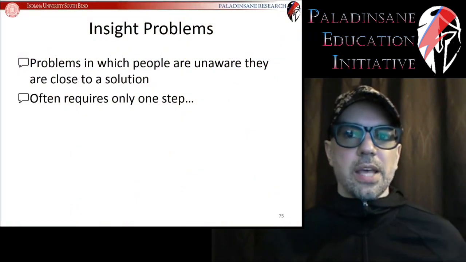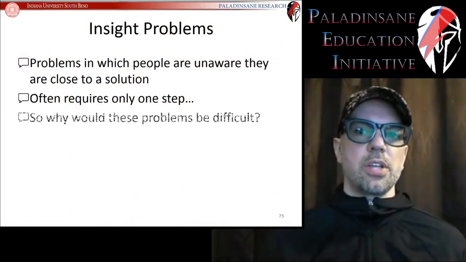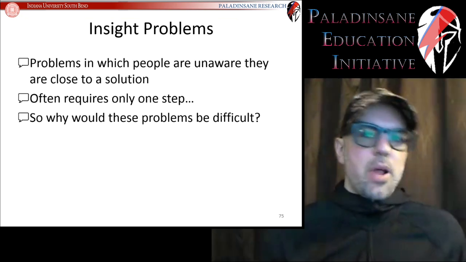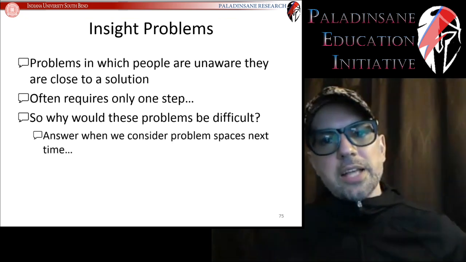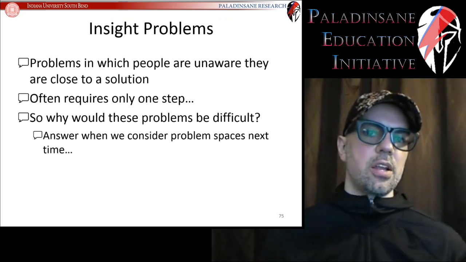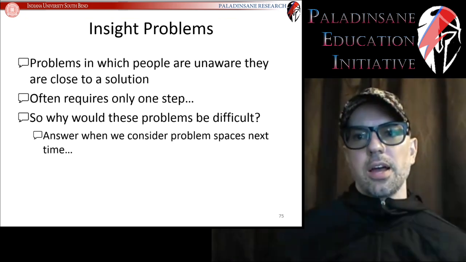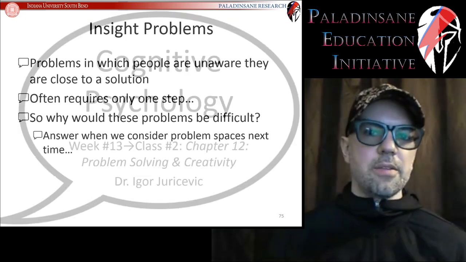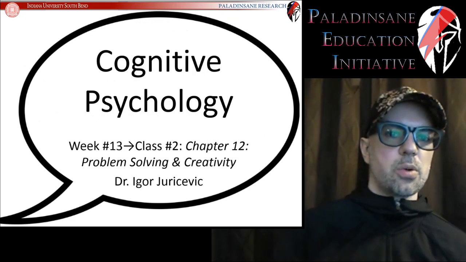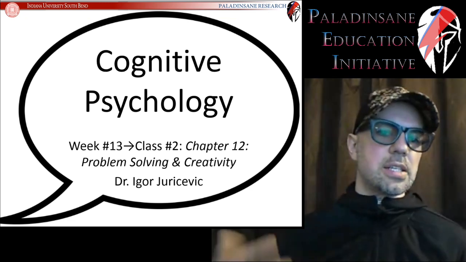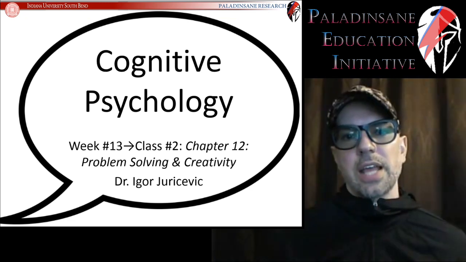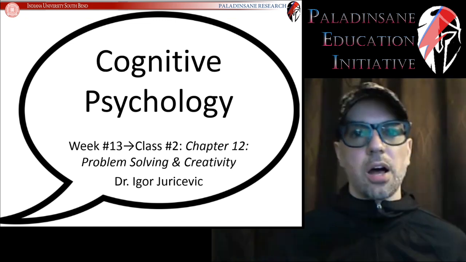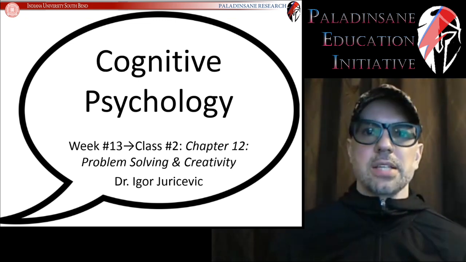All right, so we're going to take a look at why these problems are so difficult, because they are, but they only require one step. Why is a one-step problem so incredibly difficult? Well, that's my little teaser for what we're going to cover next time when we take a look at problem spaces and problem solving, the information processing approach to problem solving. So that's going to be it for today's class on Chapter 12, Problem Solving and Creativity. Come join us next time when we're going to take a look at problem spaces so that we can understand why these insight problems are so difficult and how we navigate problem spaces in order to solve difficult problems. But that's it for today.